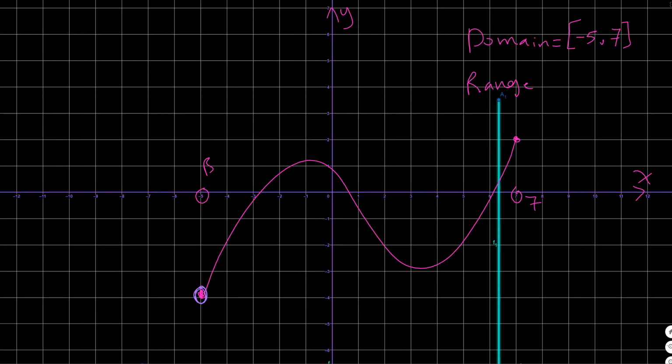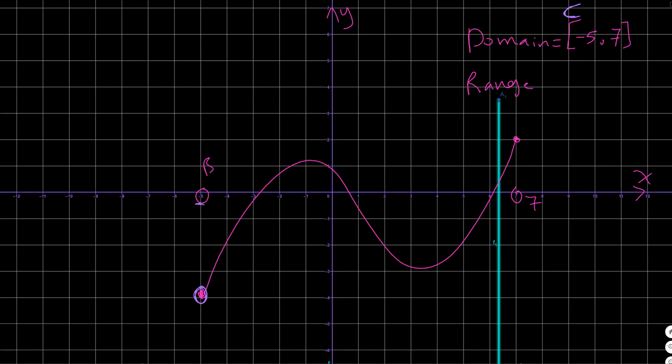What about if this point is open? If this point is open, that means -5 is not included. I write the same interval, but instead of brackets, I use parentheses like this. Parentheses mean -5 is not included in the domain, but if I use a bracket, that means -5 is included. So you understand now how to find the domain of a graph.